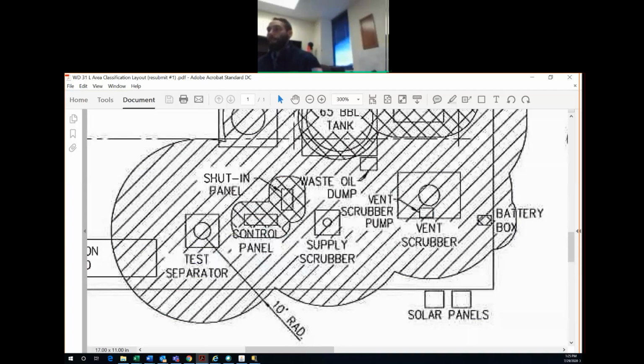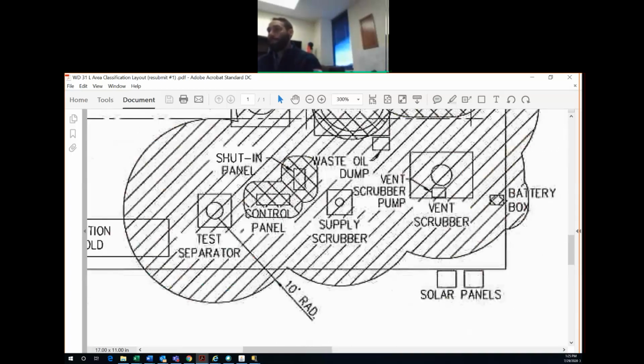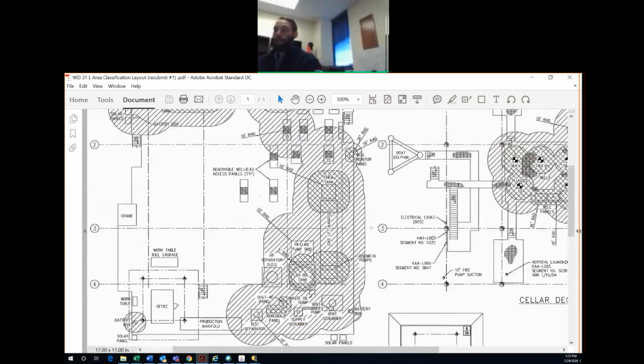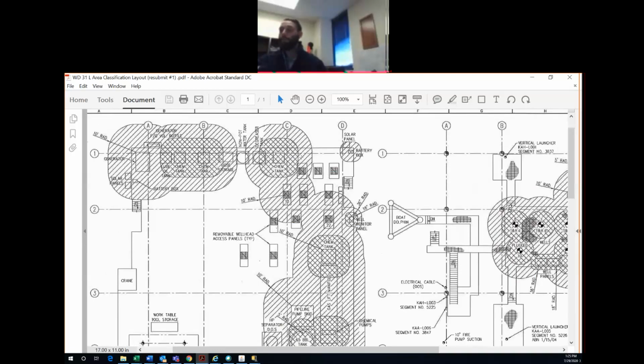There are other different types of process equipment that is classified differently, like control panels, well control panels, chemical pumps, chemical tanks, battery boxes, all have their own designation for area class, and you can find those in Section 8 and Section 10 of API 500.